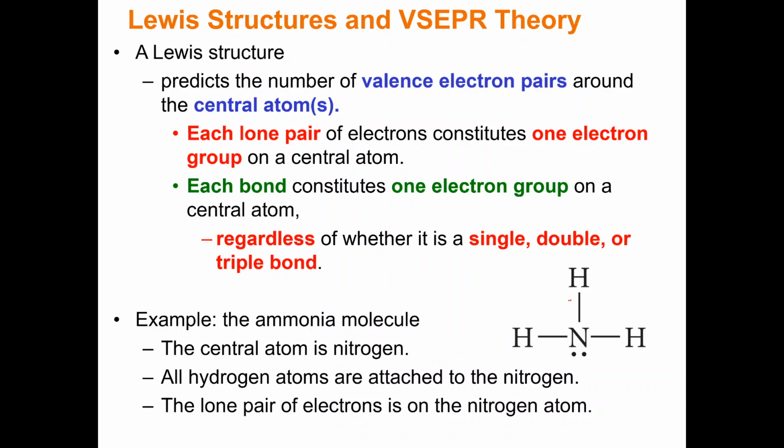So if instead I had, this is obviously not possible, but if instead I had a triple bond here, this is still just one electron group. It's not 3.